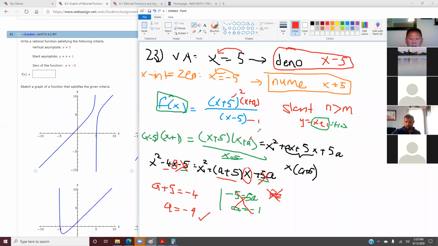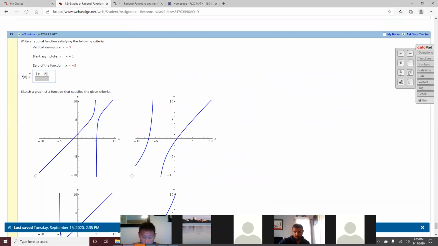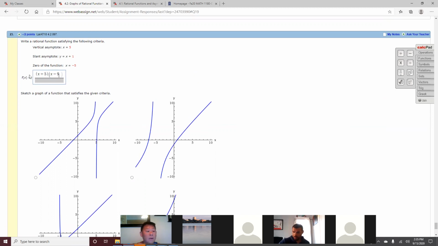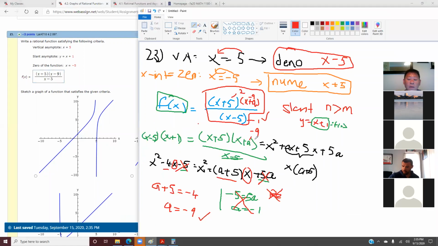So this is a -9 in this case. So your answer in this case will be x plus 5, x minus 9, because this will give you -9, and x minus 5. I'm going to type this out as your answer in this case. So it'll be x plus 5, x minus 9, and then x minus 5. So it'll be the one that you just saw on here. This is the one. So this is how we do this question.